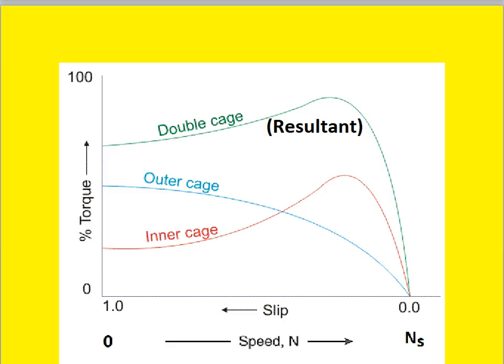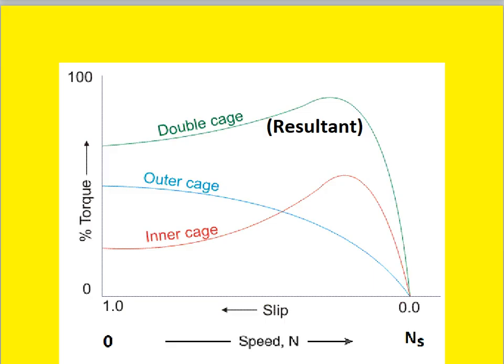In the torque slip characteristics, it can be observed that when speed is 0, the slip is 1. For the outer cage, the resistance is more, whereas the inner cage reactance is high. So as a result, more current will flow through the outer cage, and there is a high resistance. When there is a high resistance in the rotor circuit, automatically the starting torque is high, like this.